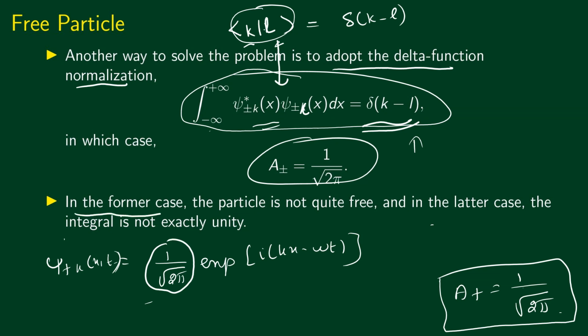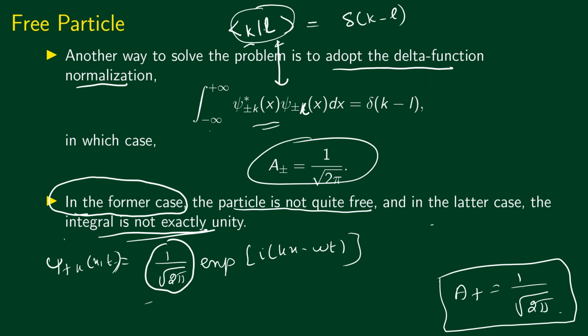Now, in the former case we assumed that the particle is in a box. But if you make that assumption, the particle is not quite free. Now, if you adopt the Dirac delta normalization, the integral is not exactly unity. It is true that if k is not equal to L, this is 0. But when k is equal to L, this is not equal to 1. The Kronecker delta was fine over there, but in this case, when k is equal to L, the Dirac delta is not equal to 1. So the integral is not exactly unity.